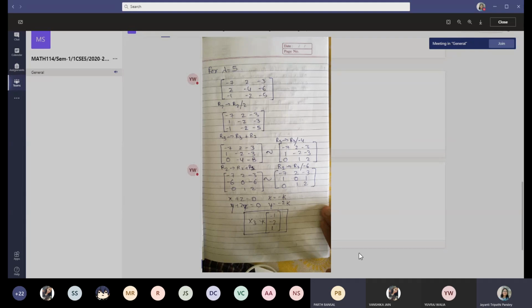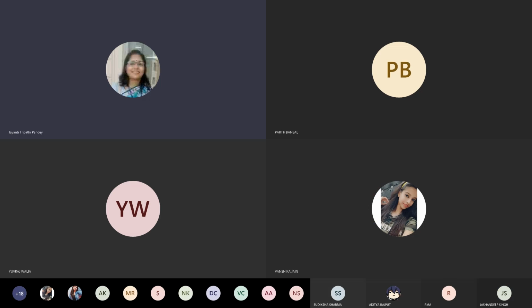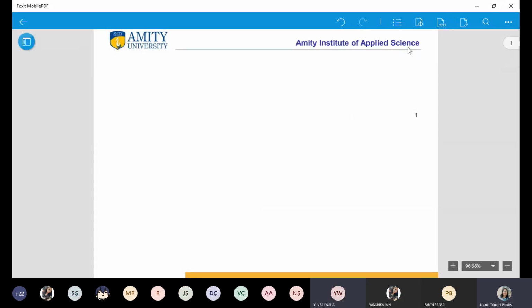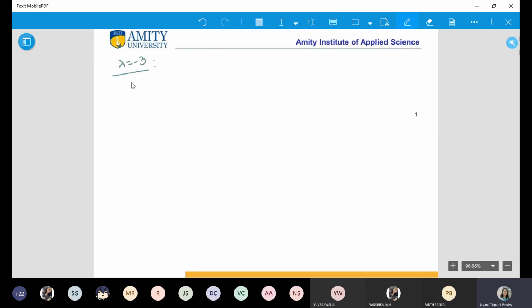Let me explain it further. Just a minute. I'm sharing my teaching board. And Yuvraj, you will tell me what was the last equation that you have got, okay? When we were solving for lambda is equal to minus 3, the last equation that he has got, I'm writing, just check if it is right or not. The last equation you have got is this, right? X plus 2y plus 3z equals 0. Is it right or not?